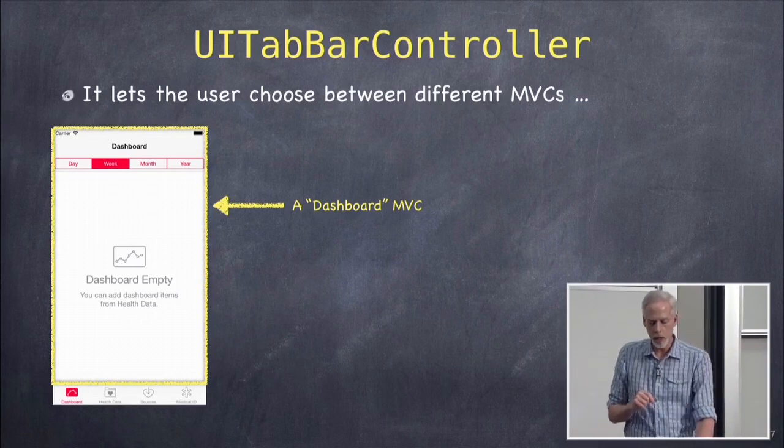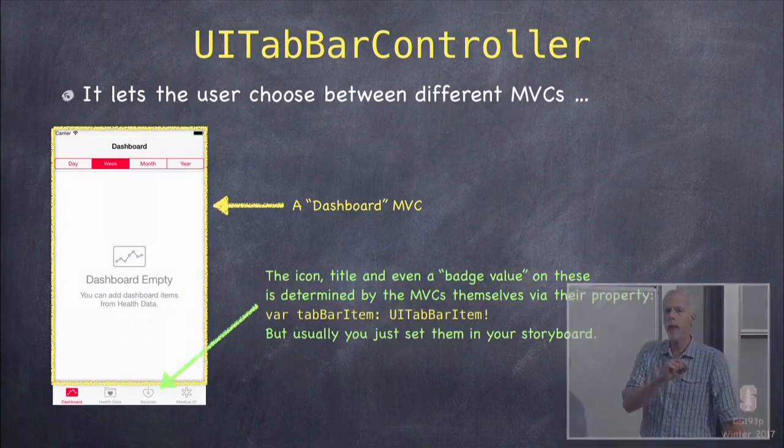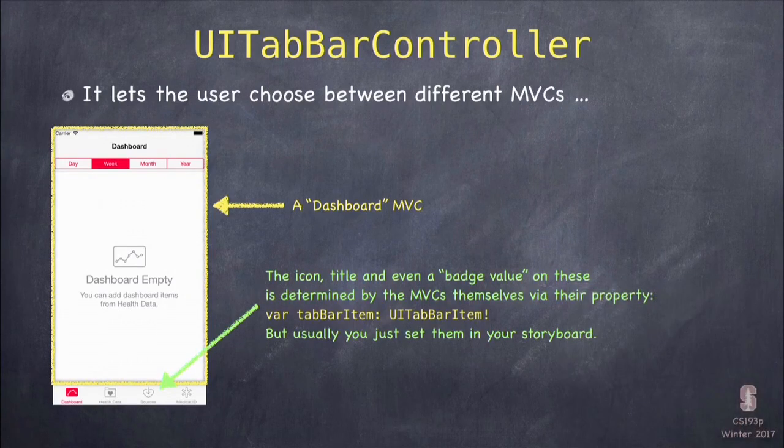Now, what's interesting is that this is very object-oriented in that those buttons along the bottom, both the icon and the text on it, and if they had a badge, that would be there too, those are actually not being set in the tab bar controller. The tab bar controller is grabbing them from the dashboard MVC. Okay, it grabs them from a var in the dashboard MVC. It's a UI view controller var called tab bar item. And tab bar item has things like badges and titles and icons, things like that.